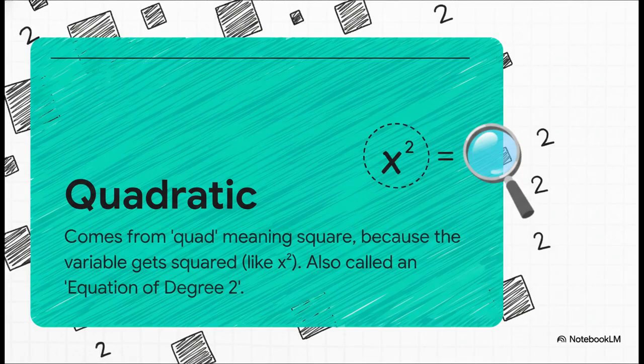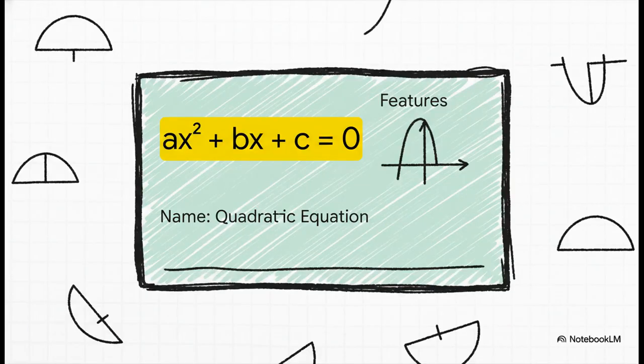And honestly, that's the big giveaway right there. It's called that because the main variable, usually an x, gets squared. You'll always see that little x squared. That makes it an equation of degree 2, which is just a mathy way of saying the highest power you'll find is a 2.